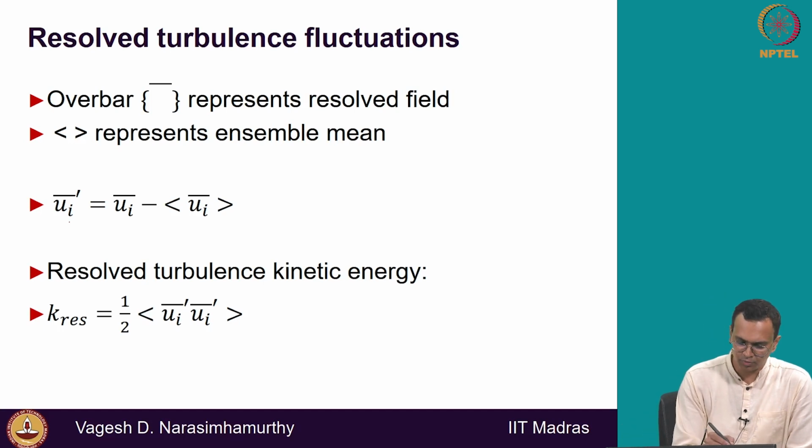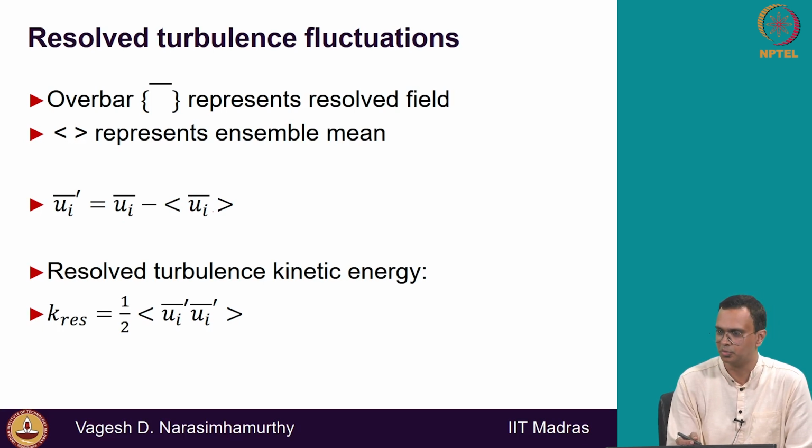So if you want to get your resolved fluctuation, there it was Ui prime in RANS, here it is Ui bar, bar representing it's resolved, right? So this Ui bar is coming from your LES. So Ui bar prime is essentially Ui bar, the resolved velocity, minus its mean. So the angular bracket represents the mean here, just similar to your RANS decomposition and averaging. Okay, and this angular bracket represents ensemble mean, or you can use time mean or whatever mean you are using there.